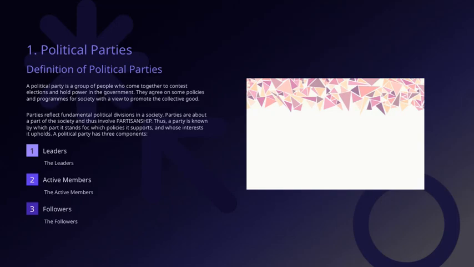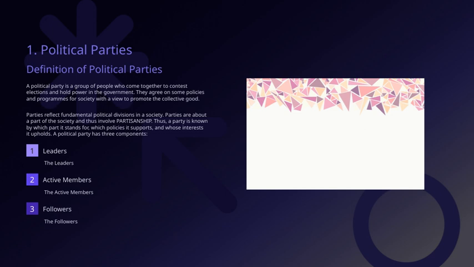Let's take a closer look at the different groups within a political party. First, we have the followers. These are the people who support the party and its ideas. Then, we have the active members. These individuals are more involved, they participate in party activities and help organize efforts. Lastly, we have the leaders. These are the people who guide the party, make strategic decisions, and represent the party publicly.